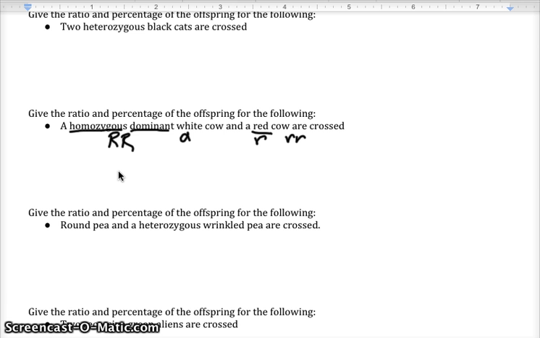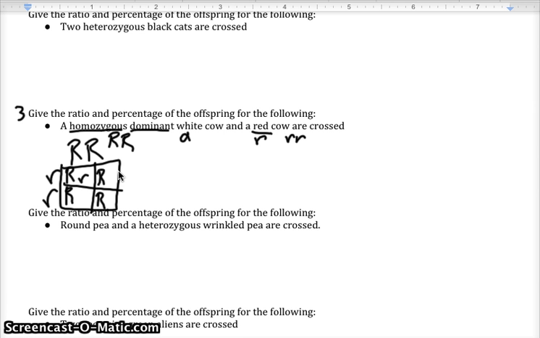And I skipped one. So I'm on the third one down here, sorry. I'll come back and do that one next. So if we have big R, R square, little r. I always like to do the big letters first, so they go in first, so they don't confuse me. So big R down, big R down, and then the little r's across.